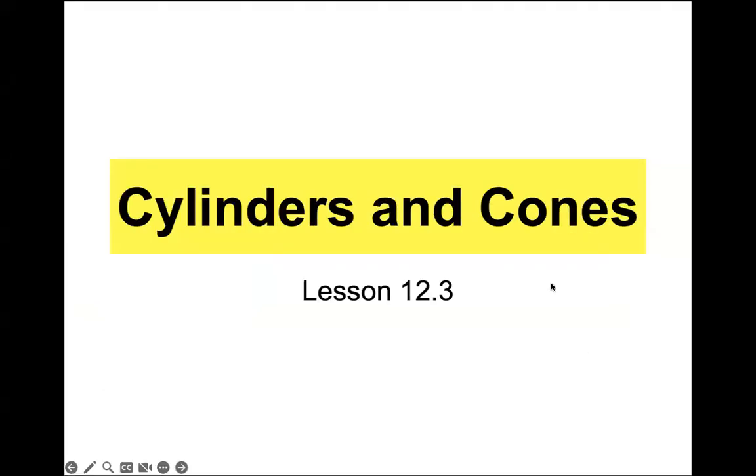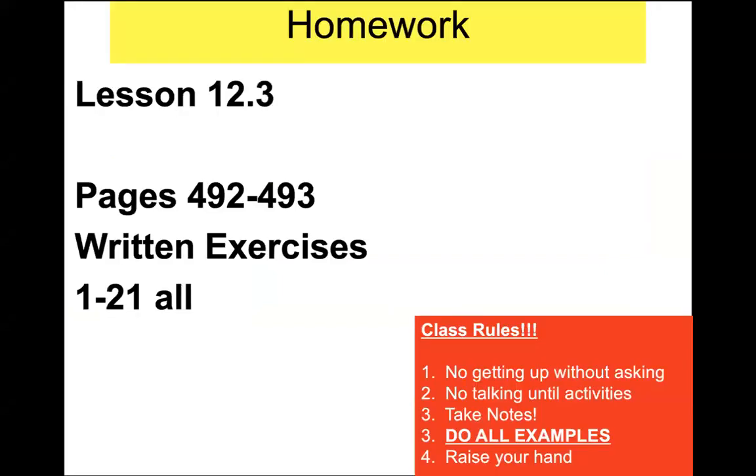All right, here we go. Next lesson, cylinders and cones. We're really going through these shapes very quickly. All right, here's your homework.